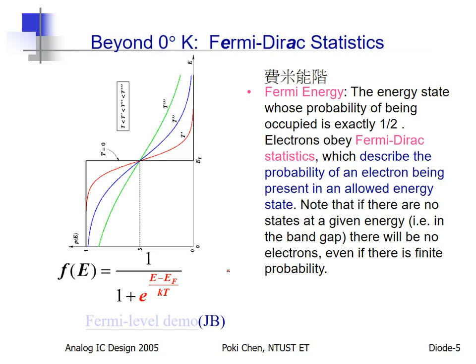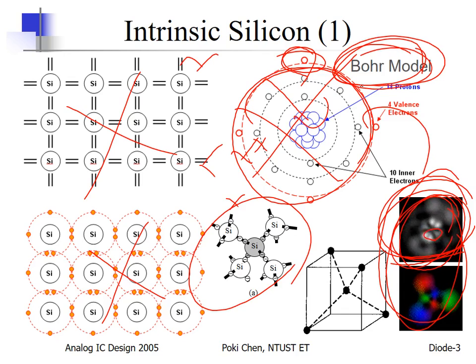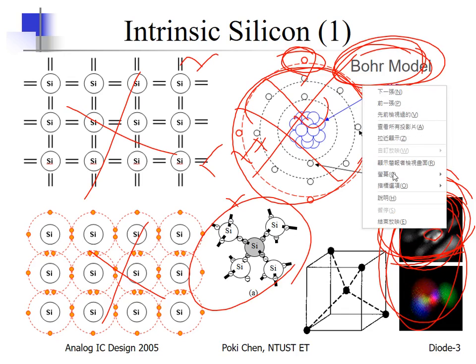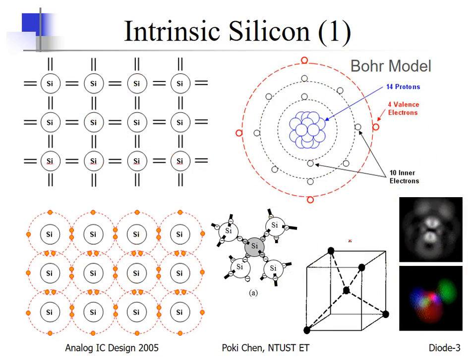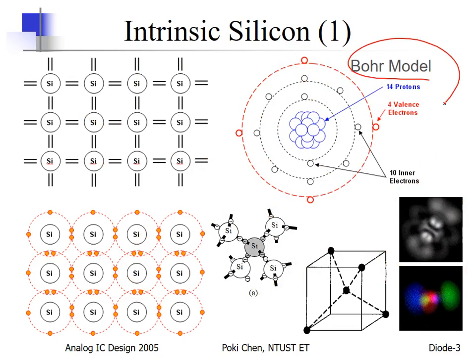And then the other very important concept I need to mention is such kind of Fermi-Dirac probability statistics, or simply we call it Fermi energy or Fermi level. All right, so what does it mean? For the structure, even for the incorrect structure.